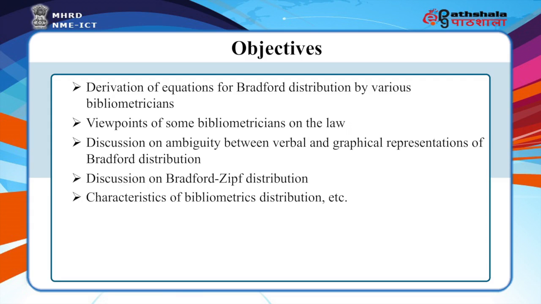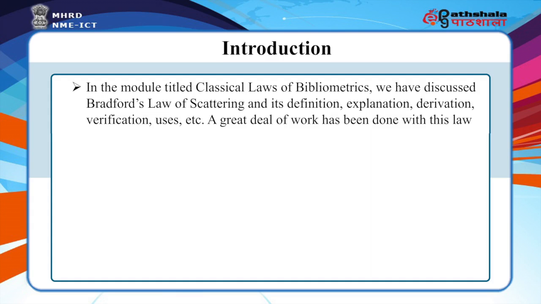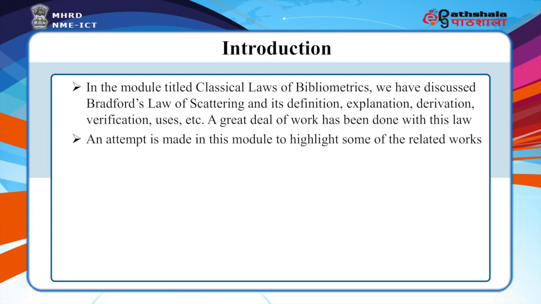bibliometric distribution. In this module, titled Classical Laws of Bibliometrics, we have discussed Bradford's law of scattering and its definition, explanation, derivation, verification, uses, among others. A great deal of work has been done with this law. An attempt is made in this module, Unit 6, to highlight some of the related works.